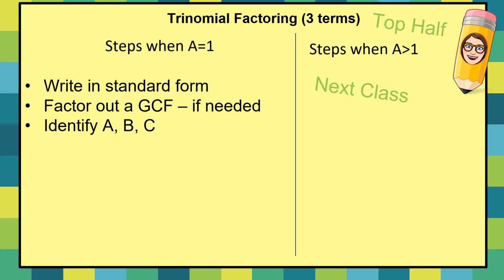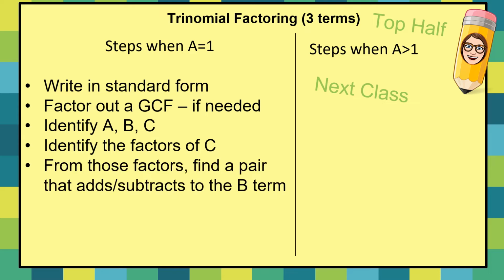Next, we're going to identify our A, B, and C value. We're going to identify the factors of C, meaning the constant. We're going to say, hey, what numbers could multiply to get to C? From those factors, we're going to find a pair that add or subtracts to get the B term, right? We want those factors to somehow combine to get B. We're going to write our factors nice and neat in 2 parentheses, because we want it to look like a binomial times a binomial.